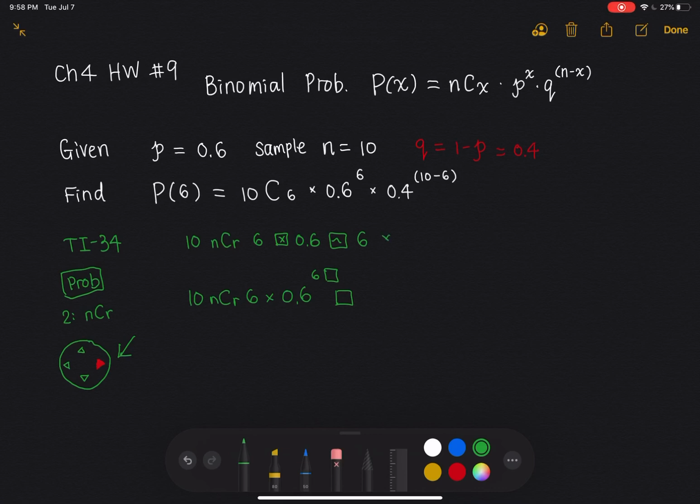So then you multiply by 0.4 raised to, okay, if you cannot do 10 minus 6, please make sure you put parentheses, 10 minus 6. But if you can do it, just change it to 4, okay? So once you hit enter in your calculator, you should get this number, approximately 0.2508. So that should be the number that you get from your calculator if you enter everything correctly.